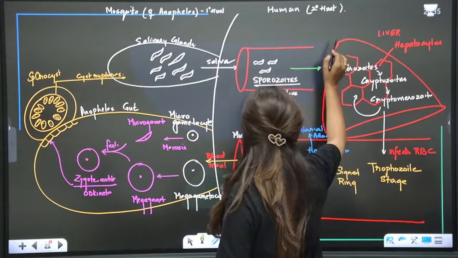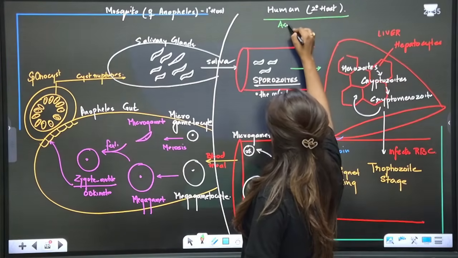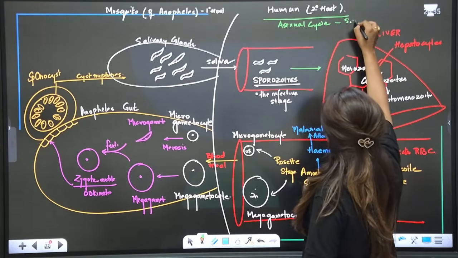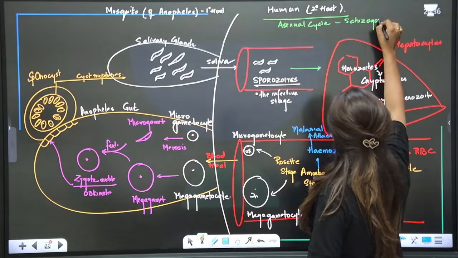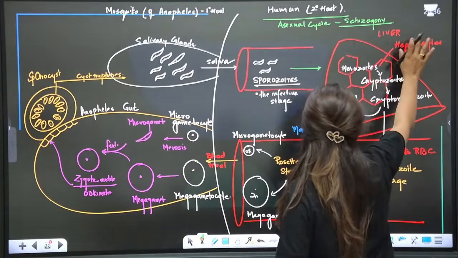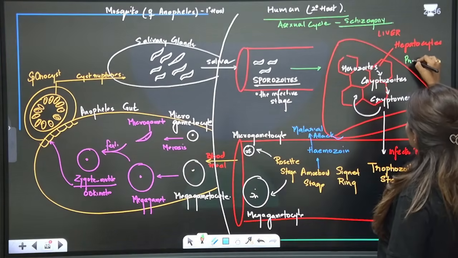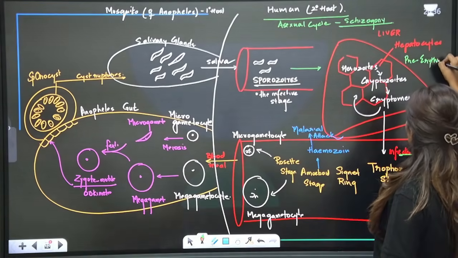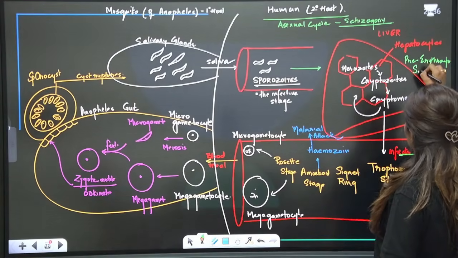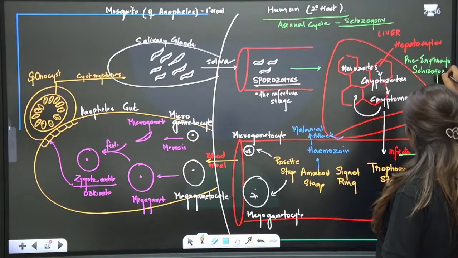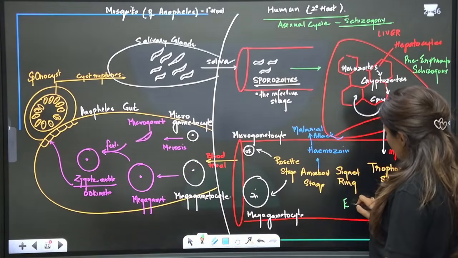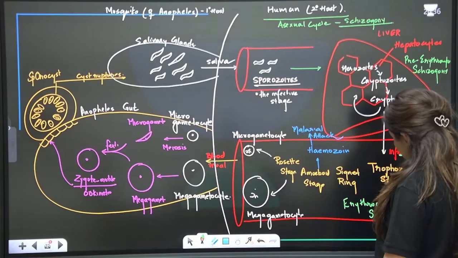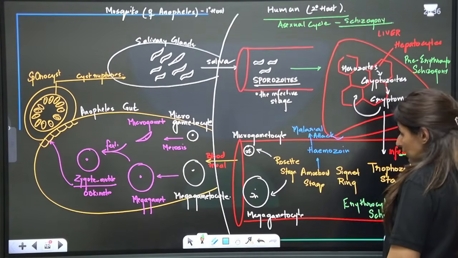Now in humans, guys, we are able to see the asexual cycle. The asexual cycle of Plasmodium is known as schizogony. Now the part of schizogony which occurs in the liver is called pre-erythrocytic, that is before entering the erythrocytes. This is called pre-erythrocytic schizogony. And this part is called the erythrocytic schizogony.